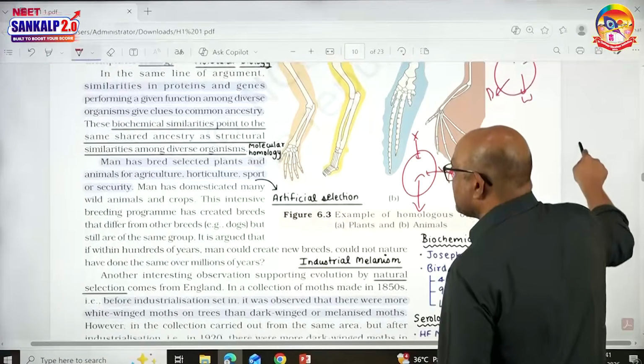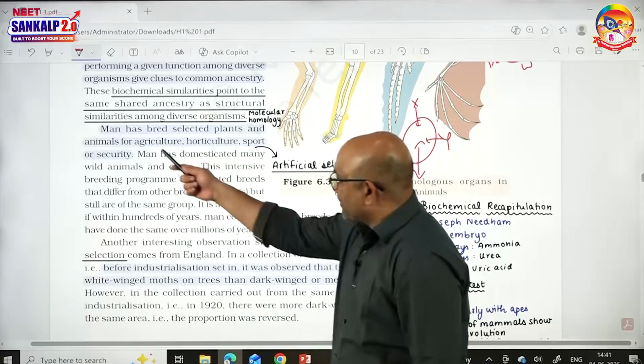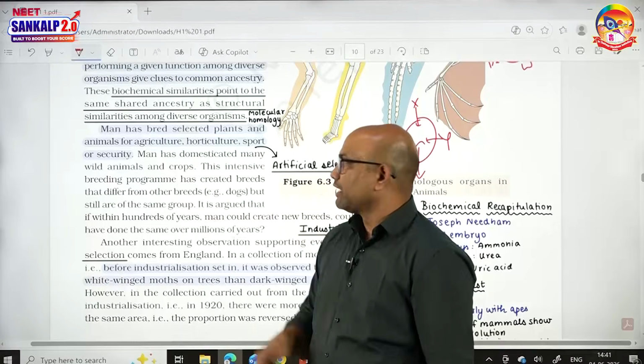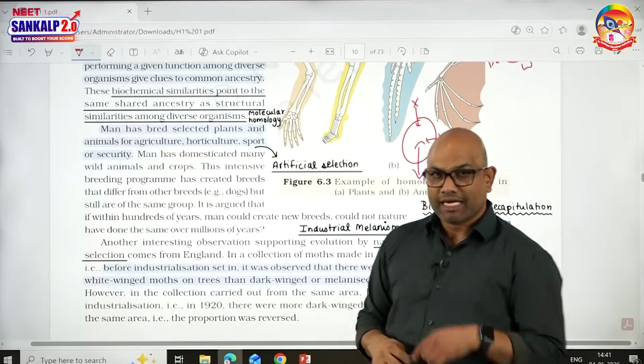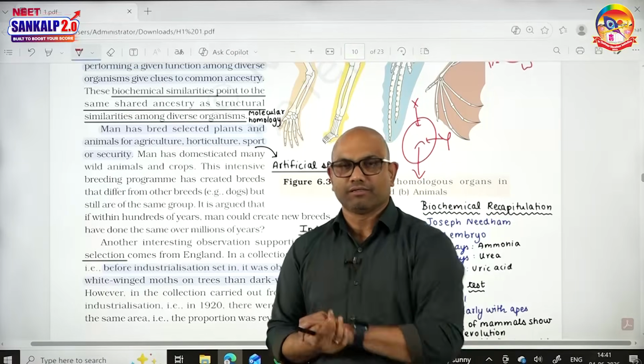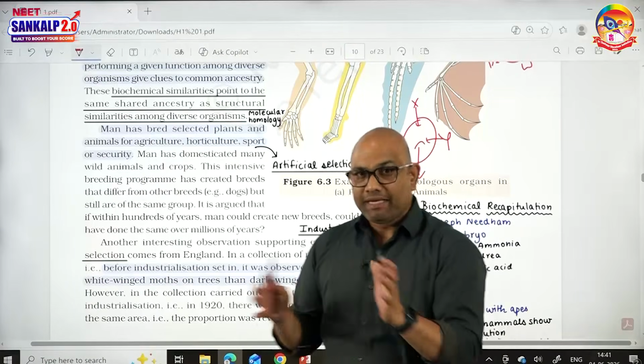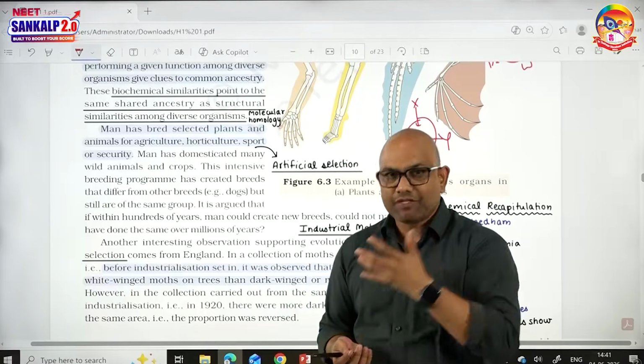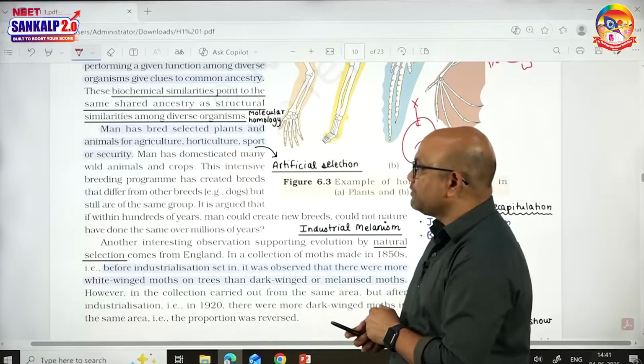Next, regarding natural selection, see this: man has bred and selected plants and animals for agriculture, sport and horticulture, and created different breeds of dogs, different breeds of other animals like sheep, etc. by breeding programs. This is a kind of artificial selection. So, what happened in artificial selection?